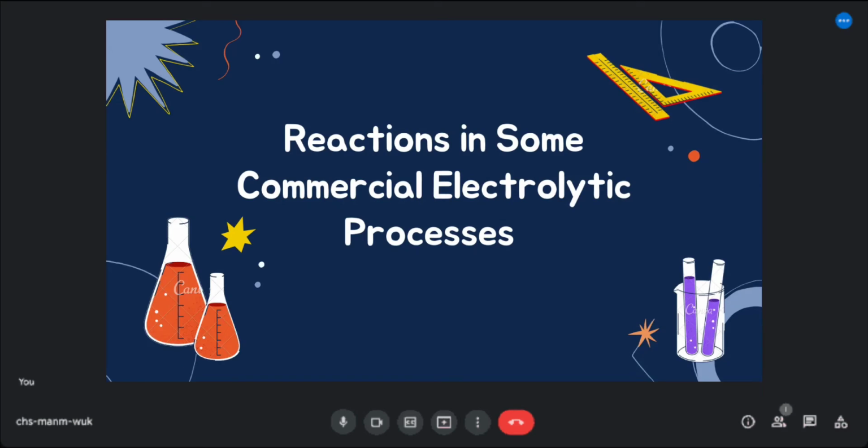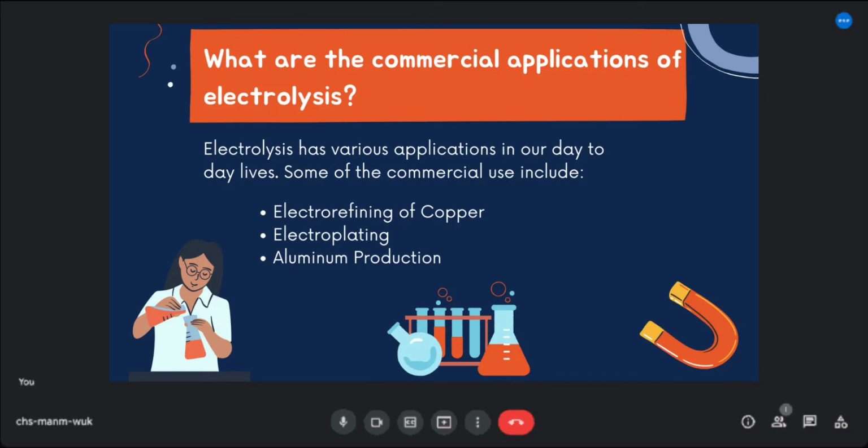Reactions in some commercial electrolytic processes. Electrolysis has various applications in our day-to-day living. Below are some of the commercial applications of it, including how these electrolytic processes react. There are three kinds of commercial electrolytic processes. The first one is the electrorefining of copper. The second one is electroplating, and the third one is aluminum production.